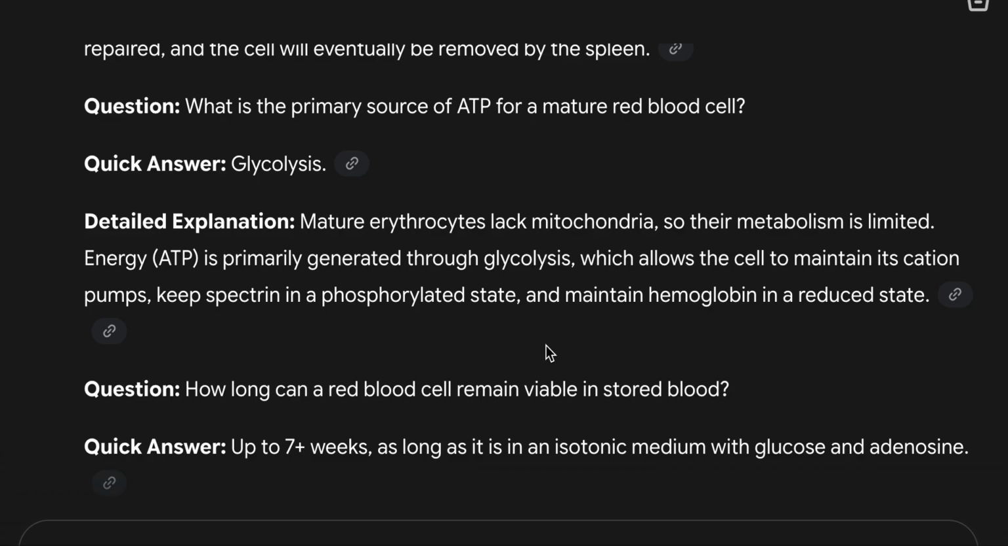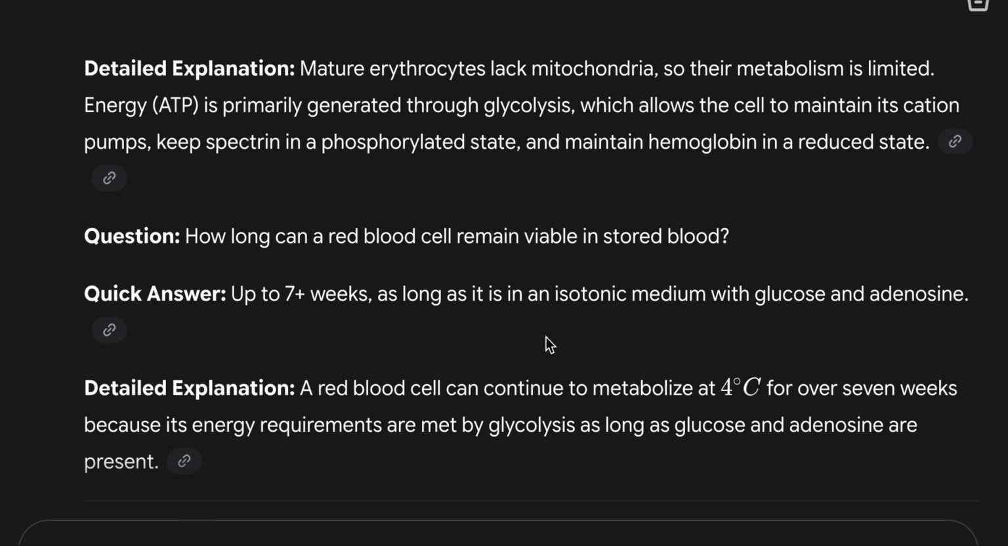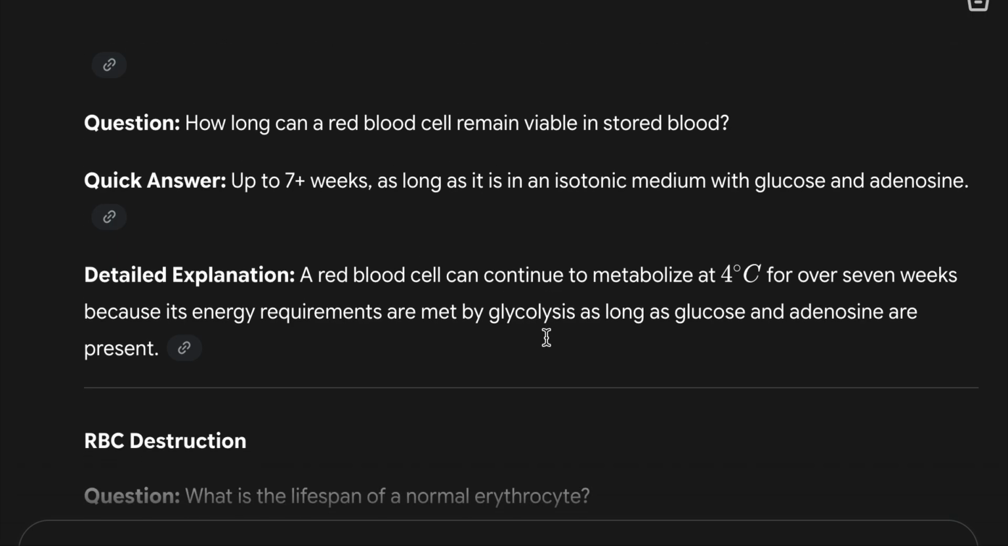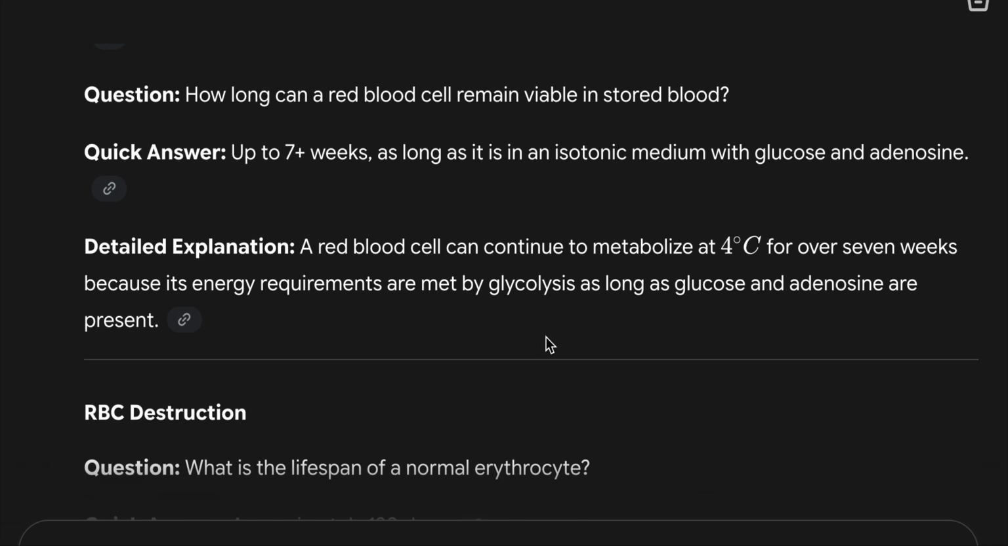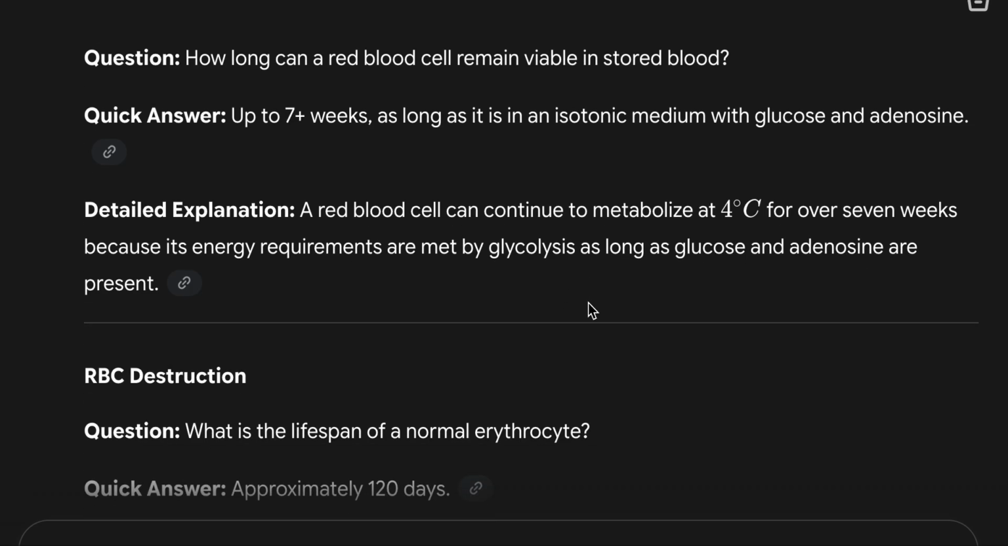How long can a red blood cell remain viable in stored blood? Up to 7+ weeks, as long as it is in an isotonic medium with glucose and adenosine. A red blood cell can continue to metabolize at 4 degrees Celsius for over 7 weeks because its energy requirements are met by glycolysis as long as glucose and adenosine are present.